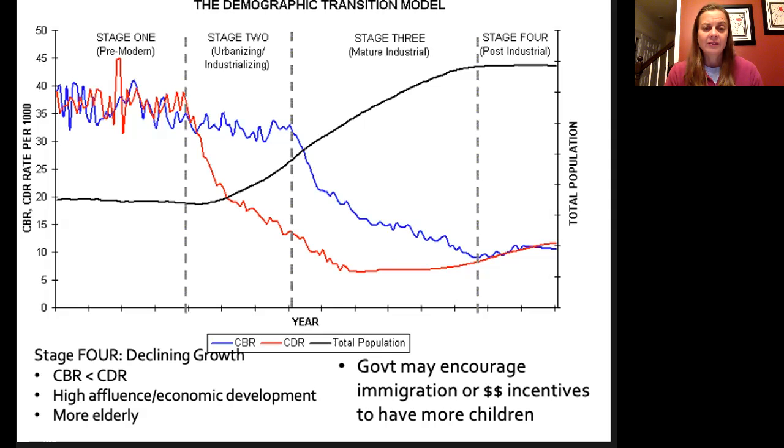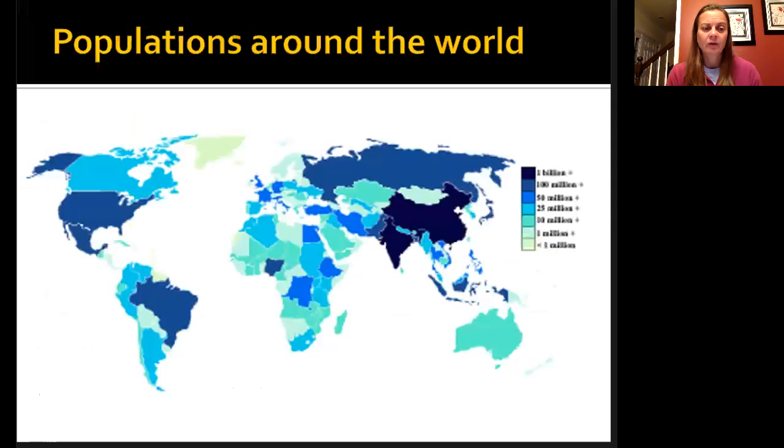All right, let's look at populations around the world. So we have this quick little graph. You can see that the US is definitely one of the larger populations, as is Russia and Brazil. However, the largest countries are China and India. So you definitely should be able to identify areas with heavy populations.